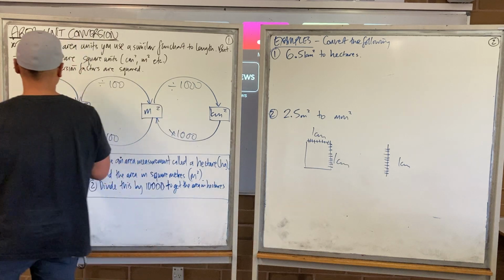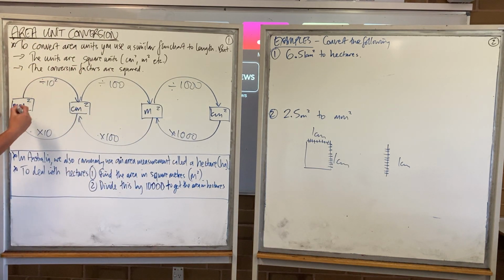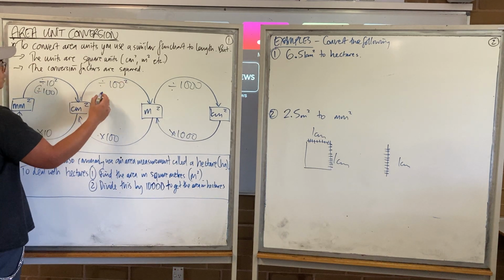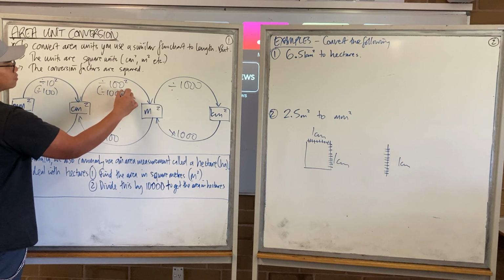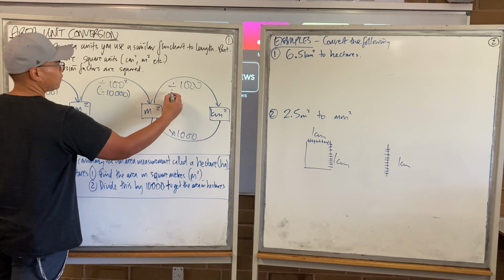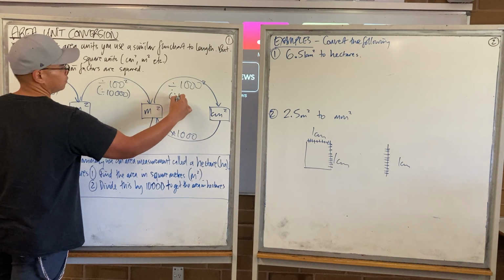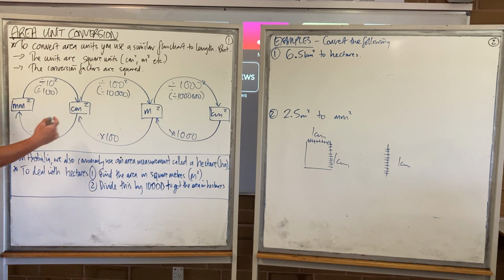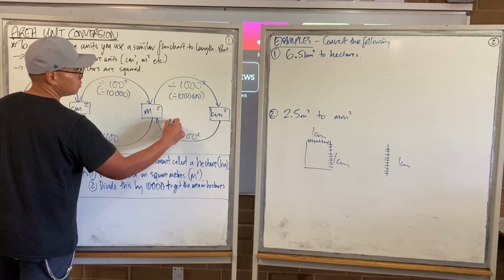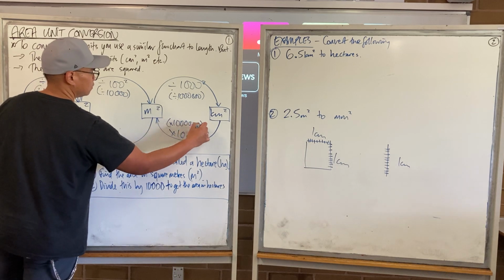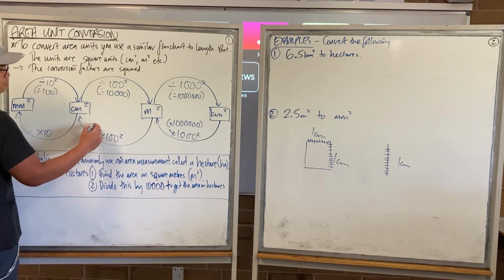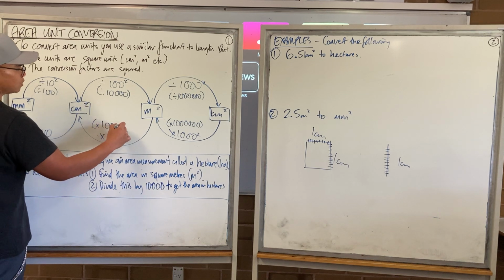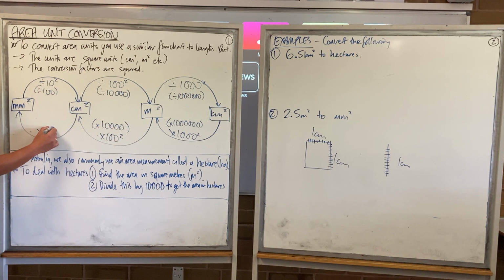It's a squared factor. So this is going to be divided by 10 squared. What is 10 squared? It's divided by 100. What is 100 squared? It's divided by 10,000. What is 1,000 squared? It's divided by 1 million. If I'm going back the other way, it's times by 1,000 squared, so times by 1 million. Times by 100 squared, it's times by 10,000. And here, 10 squared, so times by 100.